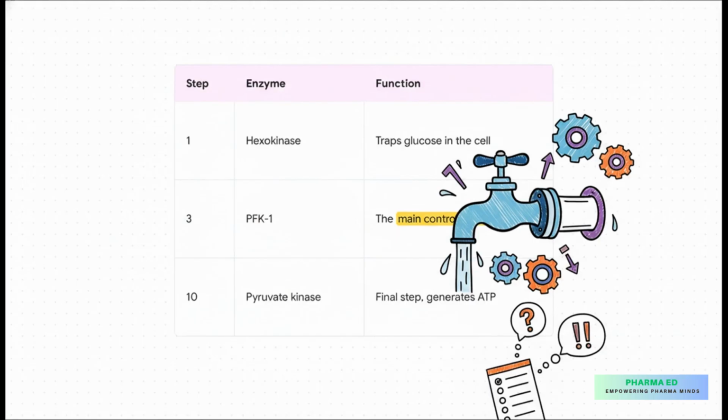Now, what's really interesting here are these 3 irreversible steps, each with a key enzyme. But I want you to pay close attention to PFK1. That's phosphofructokinase 1. Ye bahut important hai. Why? Because it is the rate-limiting step. Think of it like the main tap that controls the flow for the entire pathway. This makes it a huge favorite for MCQs, so definitely remember this one.